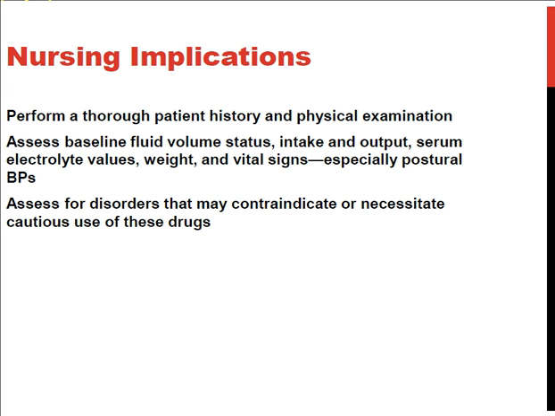What are the nursing implications? Well, we need to know a thorough patient history. We need to assess their baseline fluid volume status, their intake and output, their electrolytes, their weight and vital signs, because these are the things that will change once we give you a diuretic. What vital signs might change? Think about that. We're trying to lower your blood pressure, so your blood pressure will probably change, and we need to monitor that accordingly. What's going to change?